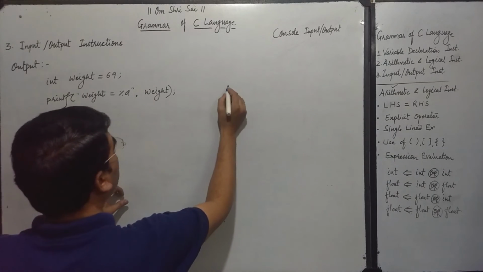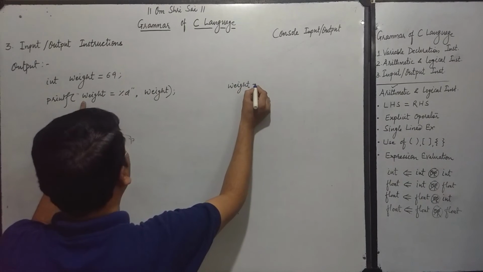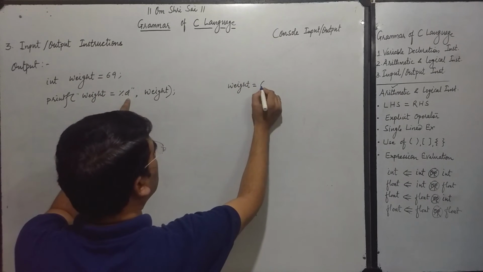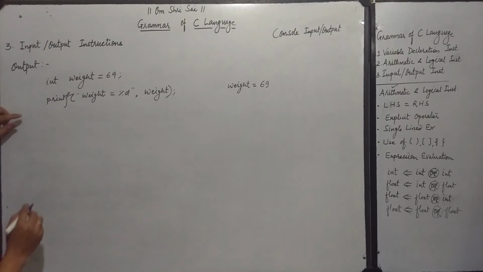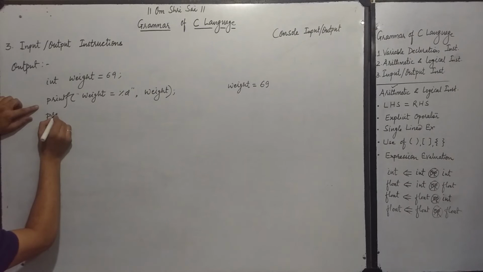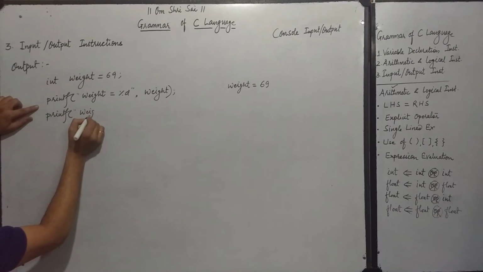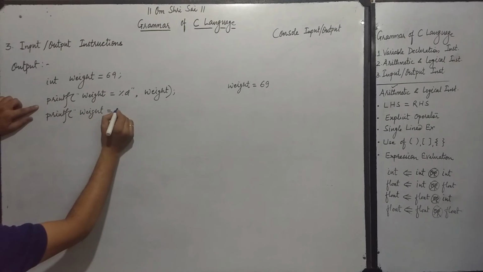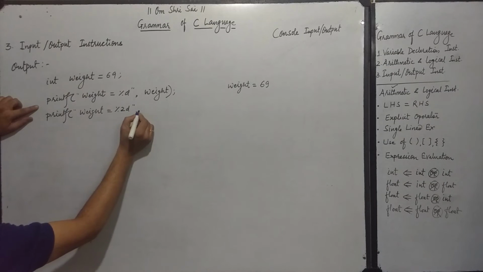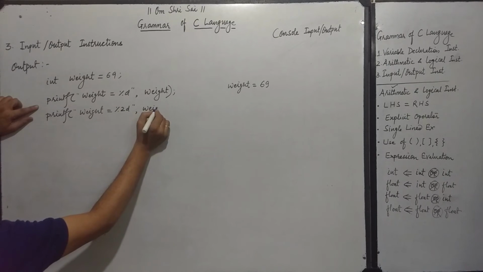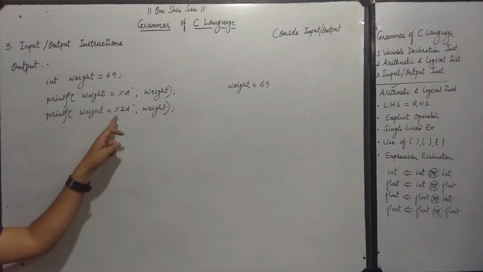In that case, the output will be, that is, weight is equal to, and then value 69 will be substituted over here. Now if I change the formatting, how the formatting is written, I am using integer formatting. Let's say if I write weight is equal to %2d, then double quotes close, and then the name of variable. Now what should be the output? Now what does it mean?